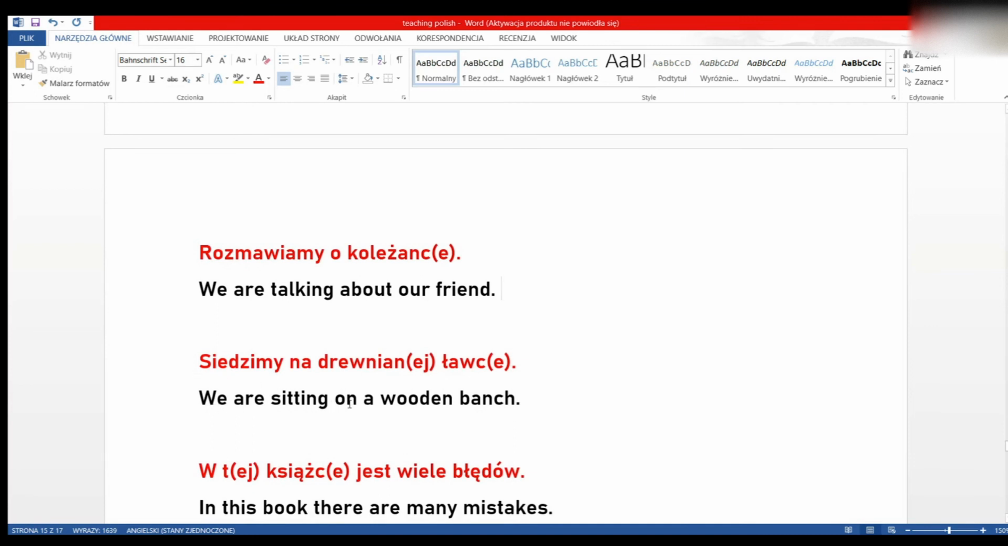That's a rule. It follows all the words. We are sitting on a wooden bench. Siedzimy na drewnianej ławce. Let's forget about this word now. Let's just consider that we have this: siedzimy na ławce. So we are sitting on a bench. Ławce comes from the word ławka. Ławka, as we said before, is going to become ławce.